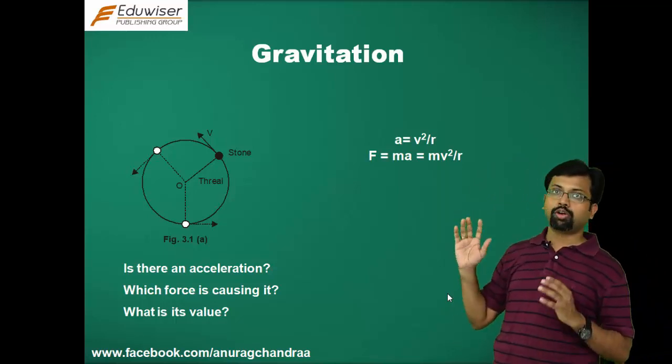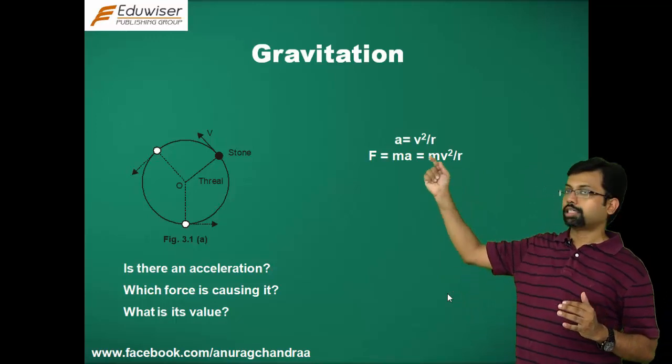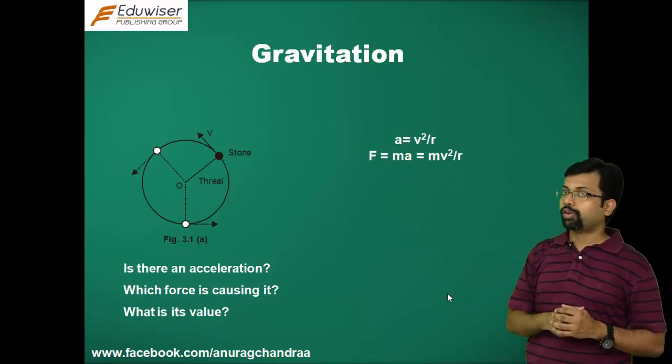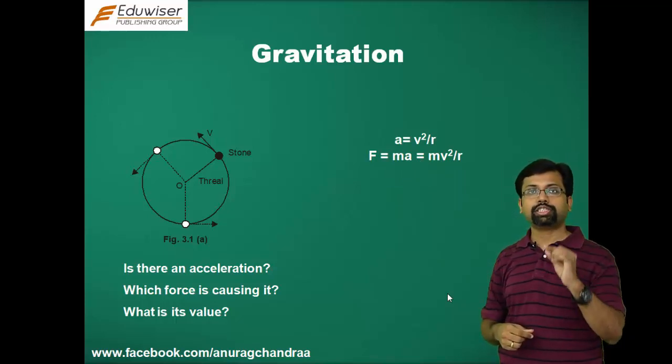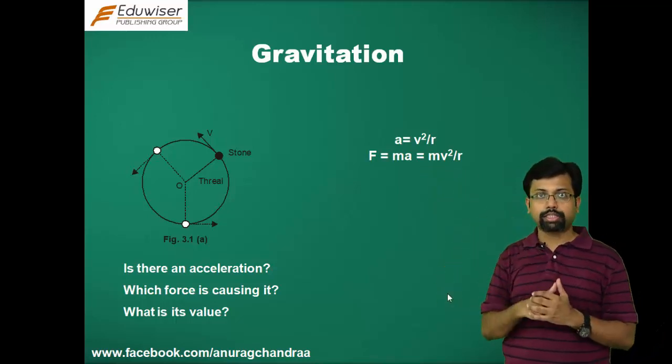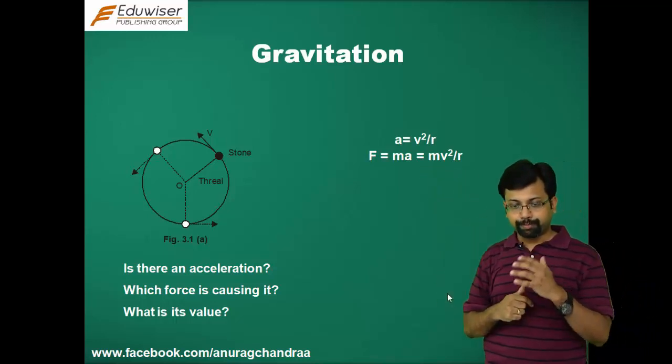The velocity will not remain constant, it will keep changing as the direction keeps changing at each instant, and the direction of the velocity is always the tangent at that point of the circle, or at that point of the path that the stone is taking.